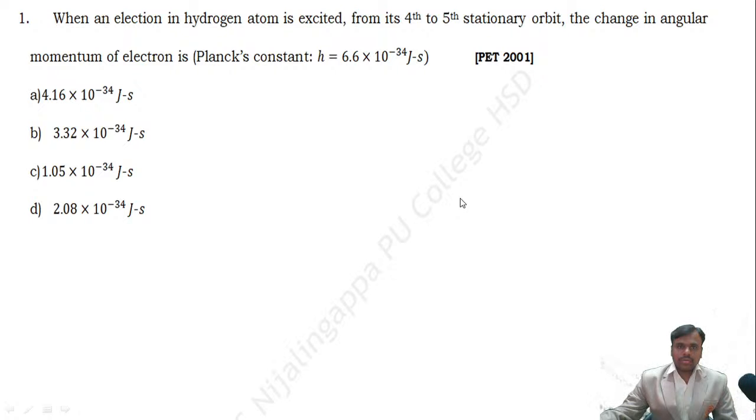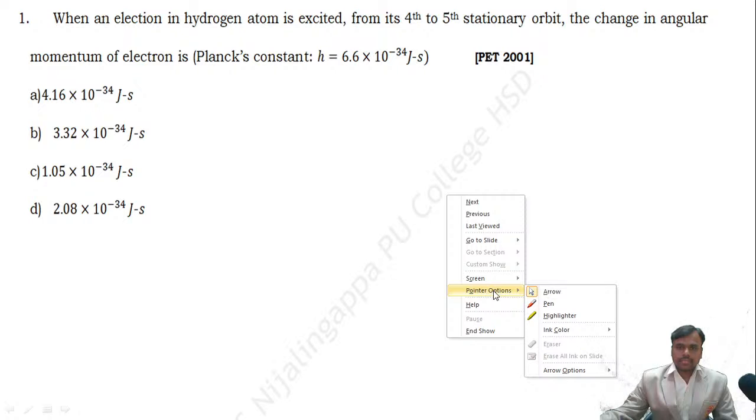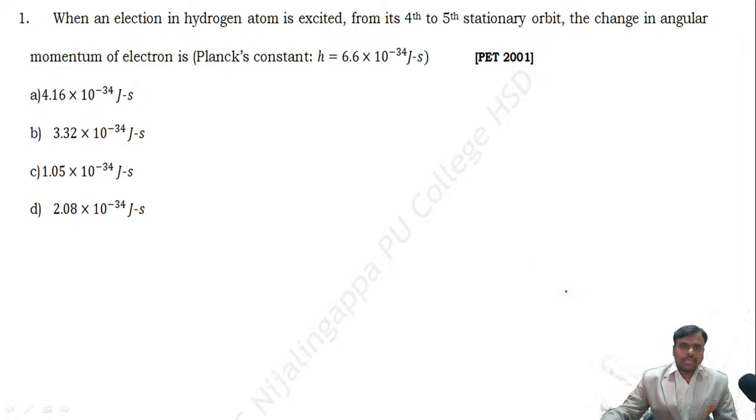When an electron in a hydrogen atom is excited from its fourth orbit to the fifth stationary orbit, the change in angular momentum of the electron is asked. The Planck's constant h is equal to 6.6 into 10 to the power of minus 34 joule second. See the given n2 and n1 values. Here n2 is more, that is n2 is 5 and n1 is 4.